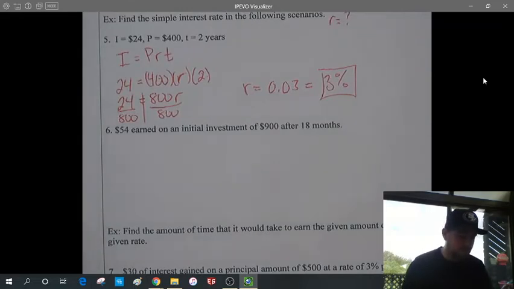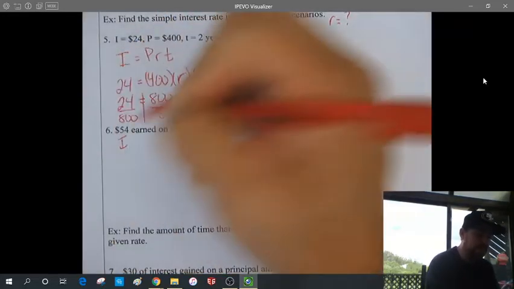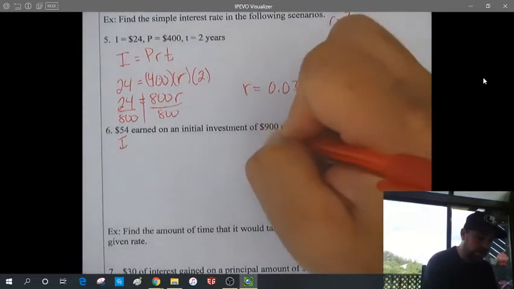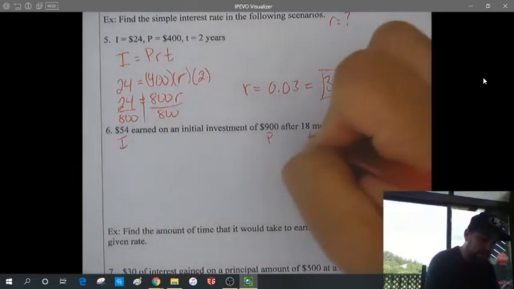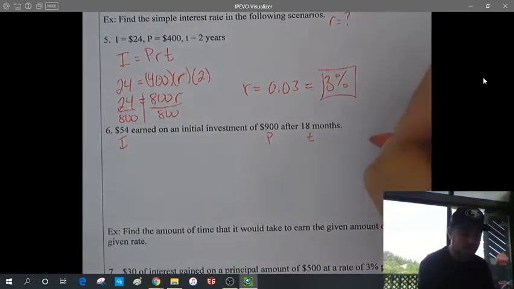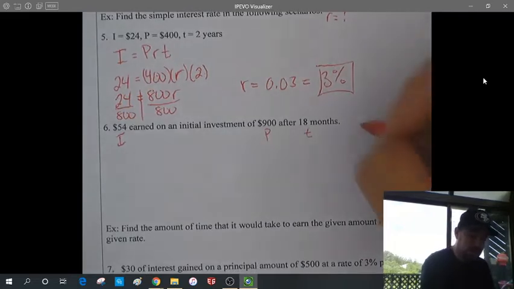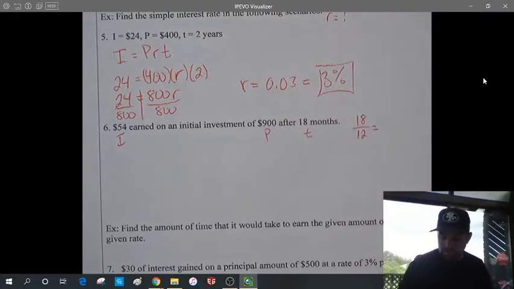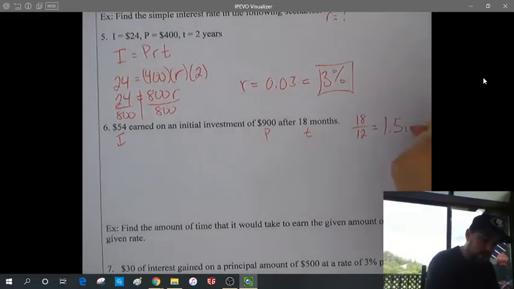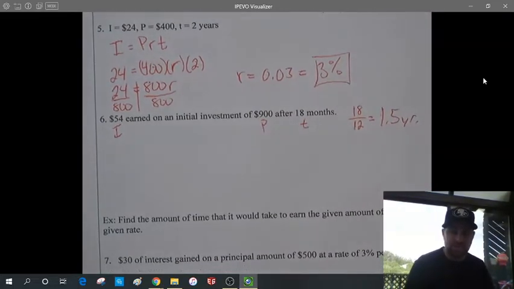Okay, number 6, $54 earned on an initial investment of $900 after 18 months. So the 54 in this case is the interest that I've earned on an initial investment. Well, initial investments, those are the principals, so that's P. And then my time here, 18 months, but again, I want to convert that over to a number of years. So I'm going to take 18 divided by 12. Should be 1.5, yeah. Okay, so my time here is 1.5 years.